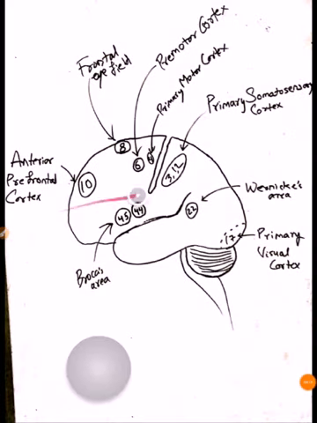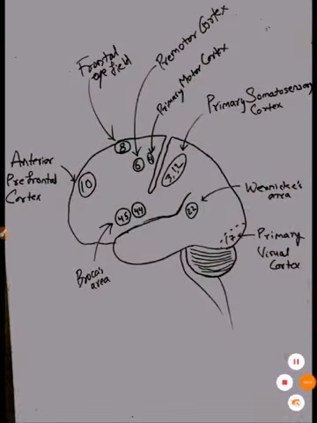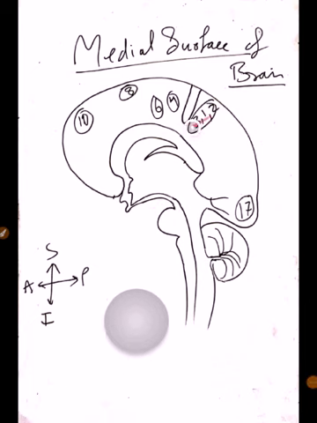Now we come to the parietal lobe, which houses area 3, 1, 2, which is called the primary somatosensory cortex. It is situated in the postcentral gyrus. This is the superolateral surface, and let's see where it is on the medial surface. This is area 3, 1, 2 on the medial surface, just posterior to the paracentral lobule.